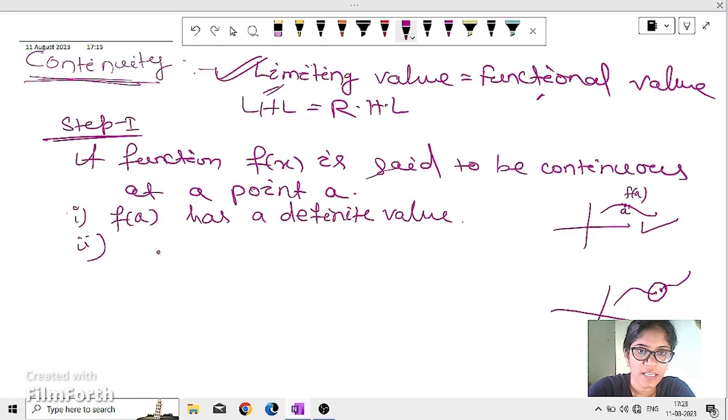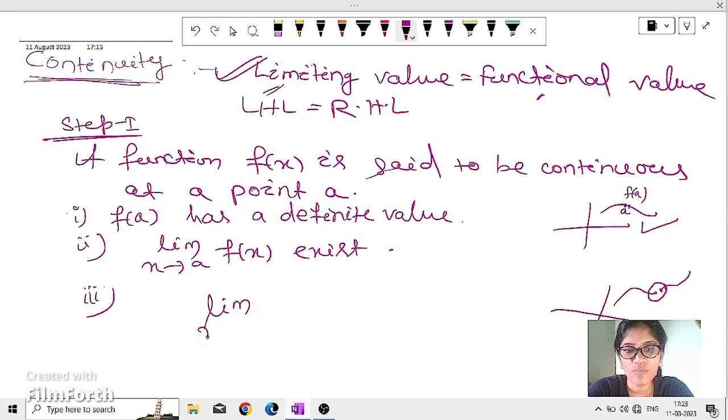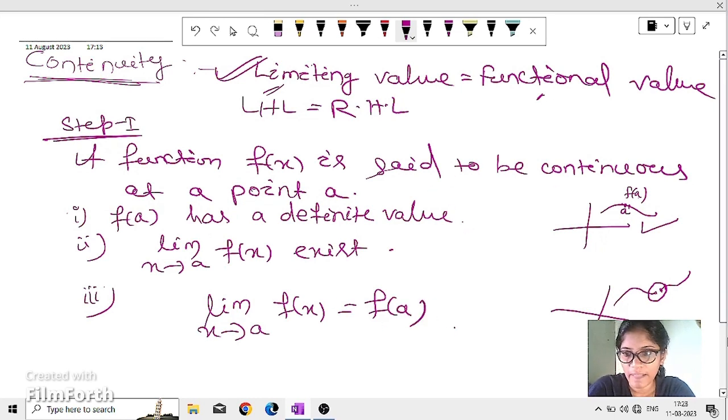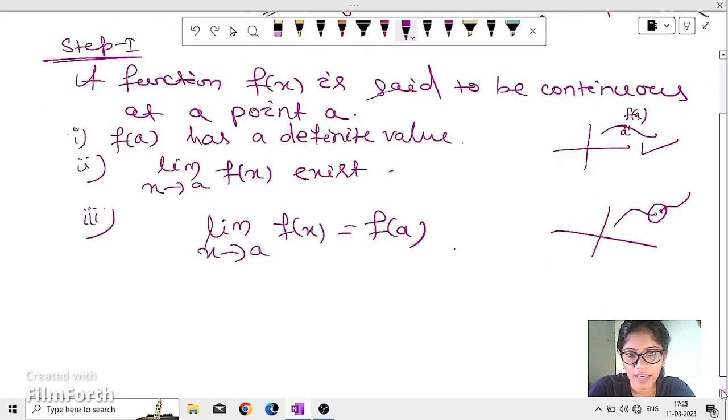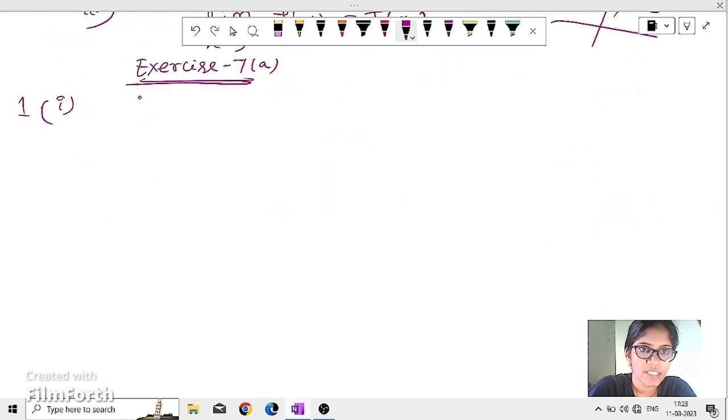The second thing is, limit x tends to a f of x exists, that means the limit value exists. For the third point, the limiting value is equal to the functional value: limit x tends to a f of x is equal to f of a. That's the story. Then we move to the problems of exercise 7A of Elements of Mathematics. The question is, check the continuity of the following functions.